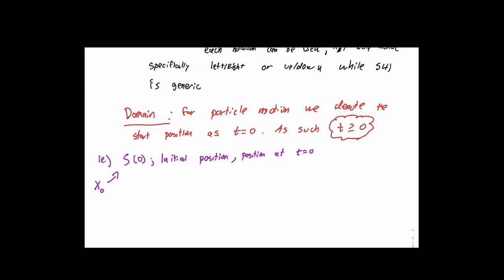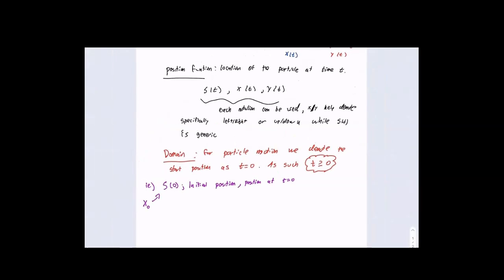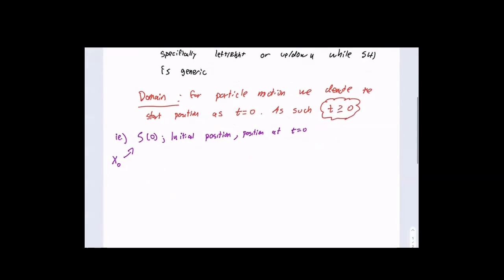Questions on what I've covered so far? So we have position function, which is a function of time. And we have the idea of this domain and starting position at time equals 0.